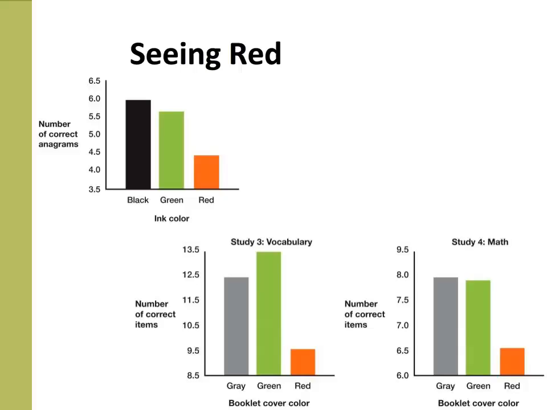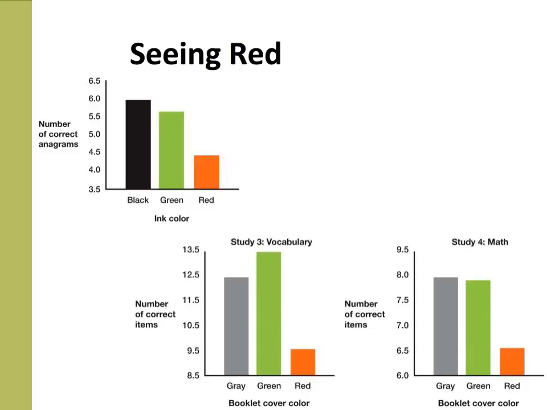So if they had not been exposed to the red color, their hypothesis was that they would not enter an avoidance orientation, but instead an approach orientation, and they would be more focused on trying to succeed rather than avoiding failure.